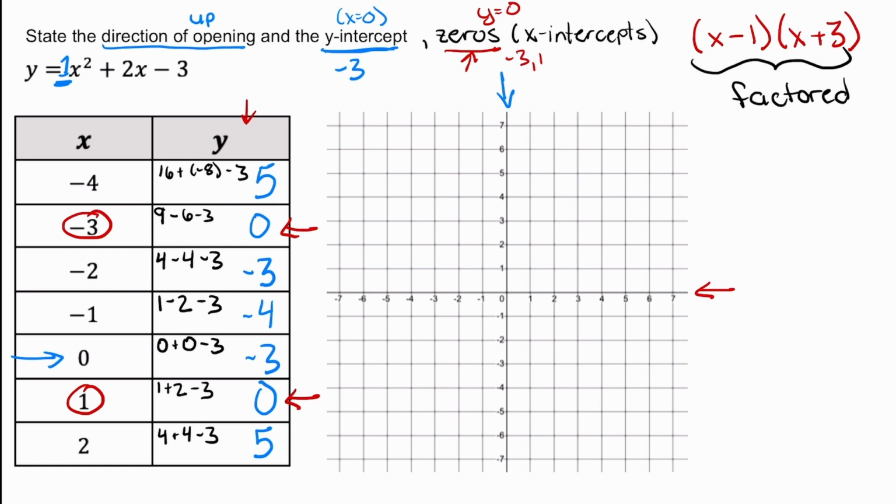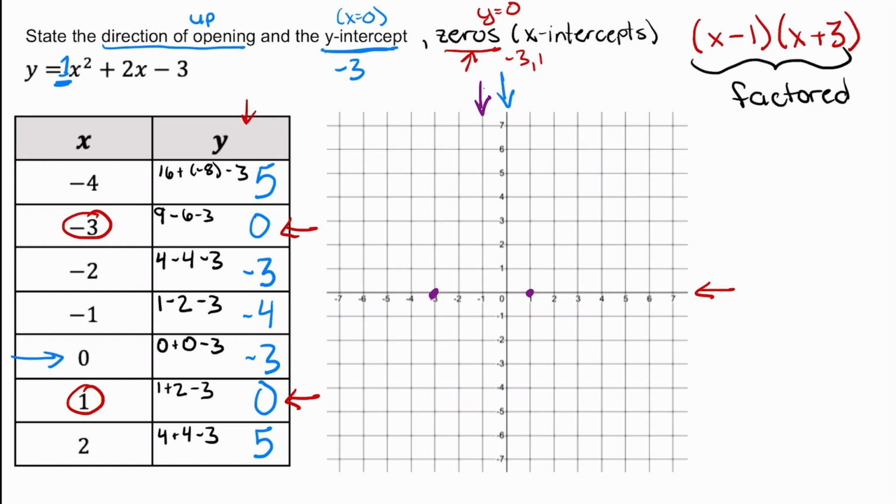So how do we graph this? Well, let's look at our zeros first and plot those. So we have a 0 at negative 3, and we have a 0 at 1. That means that our axis of symmetry is going to be at negative 1. Remember, the axis of symmetry is just where the vertex is going to end up being.